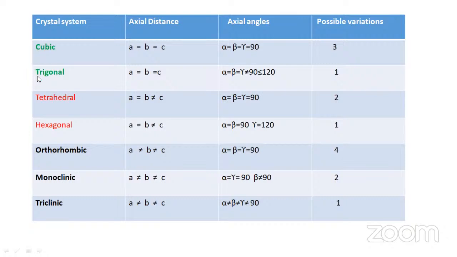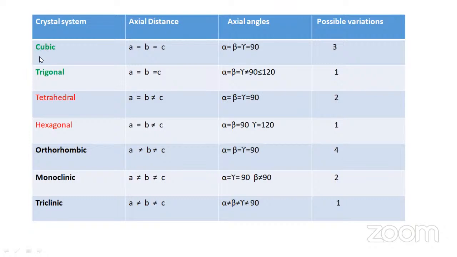Cubic crystal system and trigonal system. Here you can see the axial distance: a is equal to b is equal to c. It is a symmetrical system. All the axial distances are equal. And in trigonal also you can see a is equal to b is equal to c.